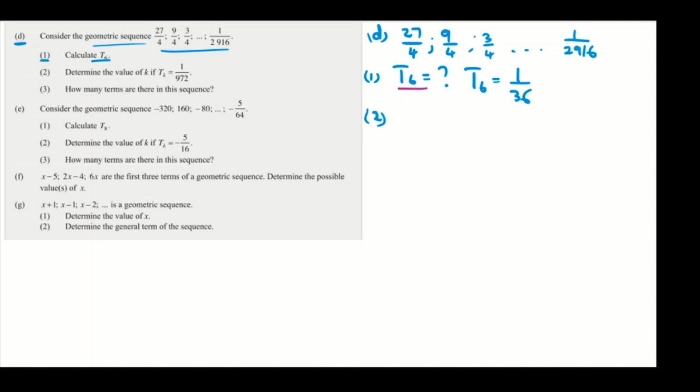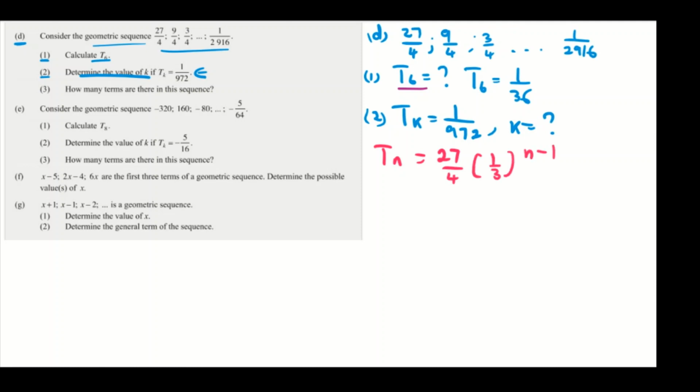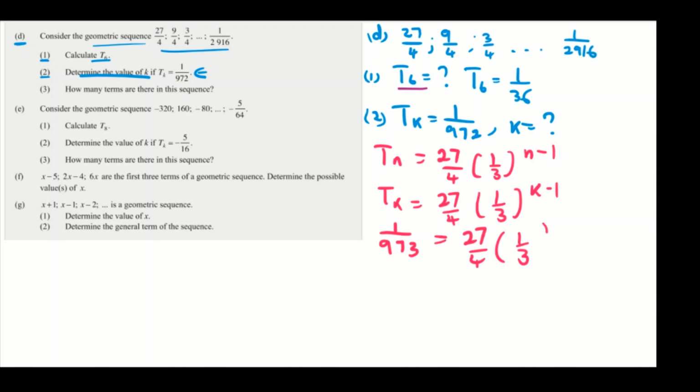So the second part of the question is we are asked to find the value of K if T subscript K is equal to 1 over 972. What is K? We found the general term of the sequence to be 27 over 4 into 1 over 3 to the power of n minus 1, right? Let's write it in terms of K. T K is equal to 27 over 4 into 1 over 3 to the power of K minus 1. My T subscript K is 1 over 972, equal to 27 over 4 into 1 over 3 to the power of K minus 1. And then to find K, divide by 27 over 4, divide by 27 over 4.